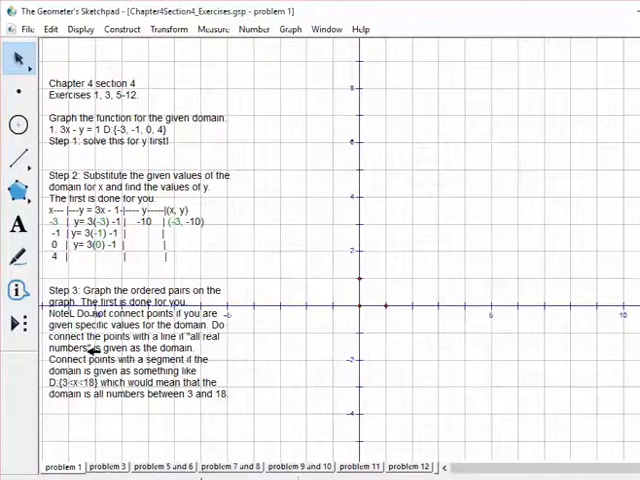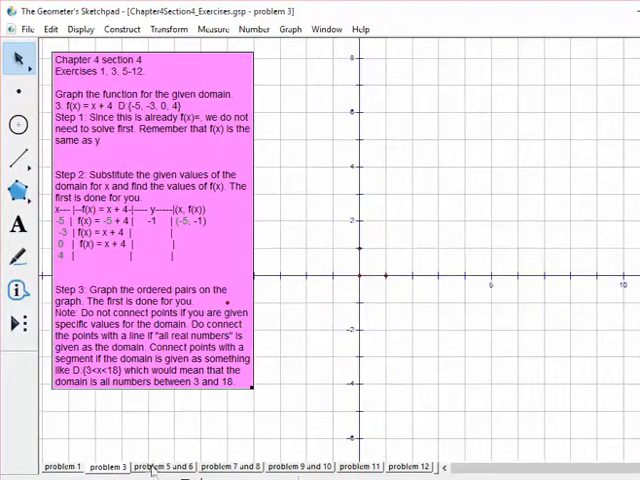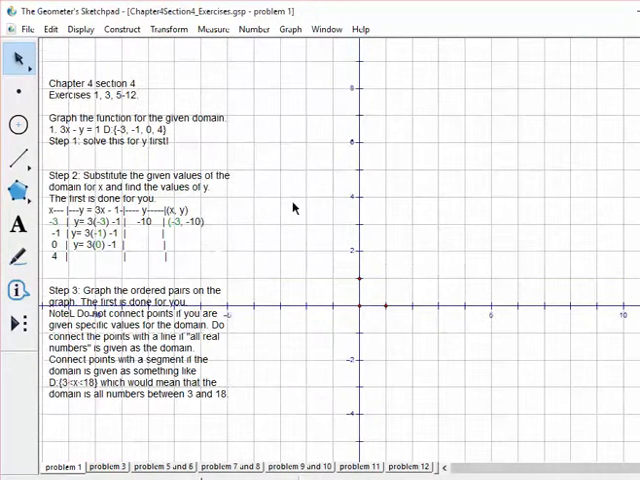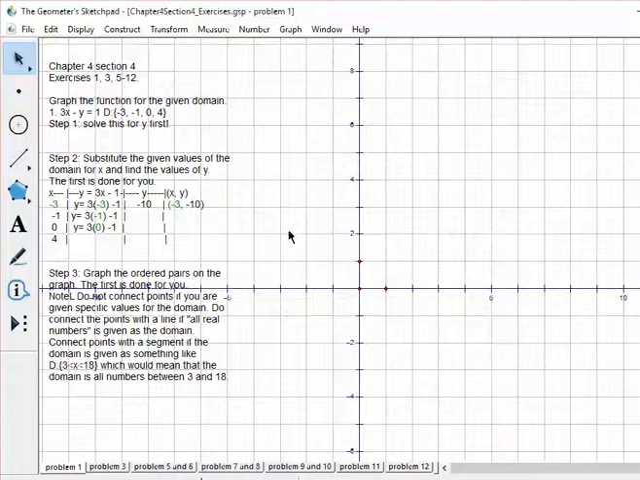Okay, so now that you see all the problems, there's 12 problems to do. You've got to be able to find them all. Actually, there's 1, 2, 3, 4, 5, 6, 7, 8, 9, 10 problems to do. These are from the book, but it's easier to graph in Sketchpad in the online world and then attach it. So here's what it says. Graph the function for the given domain.